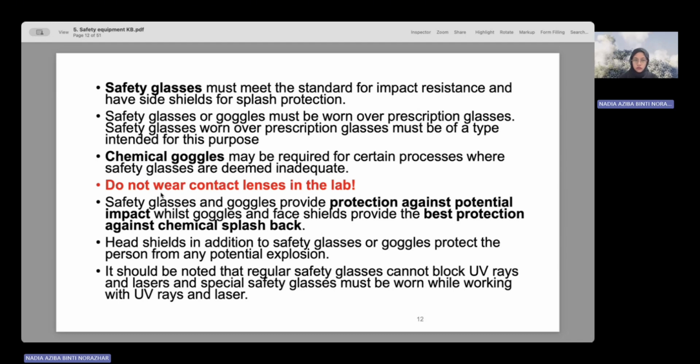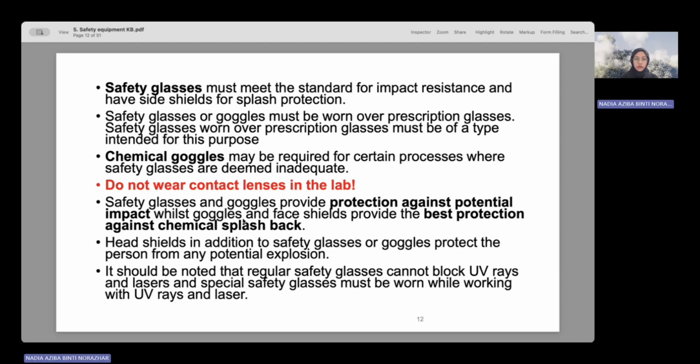And also, there's chemical goggles. This type of goggles may be required for certain processes, where safety glasses are deemed inadequate for the type of activity or experiment that we conduct in the lab. So we have to opt for chemical goggles rather than safety glasses. And we cannot wear contact lenses in the lab because it is dangerous if there is a chemical splash.